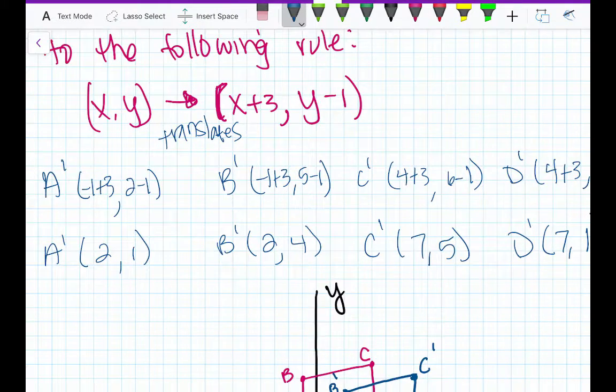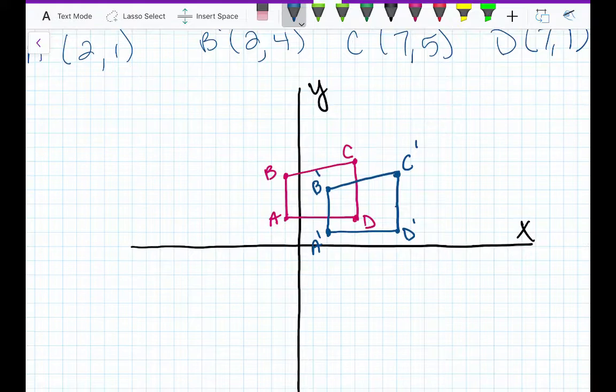That's what happens when we add 3 to the x. That means if we add, we move to the right. If we're to subtract from the x, we'd be moving to the left. And when we subtract from the y, that means we're moving down. And so that's what happened here.